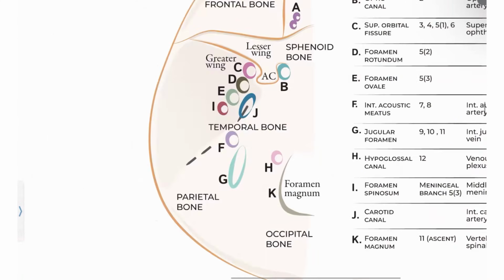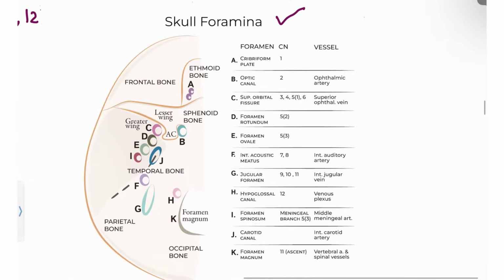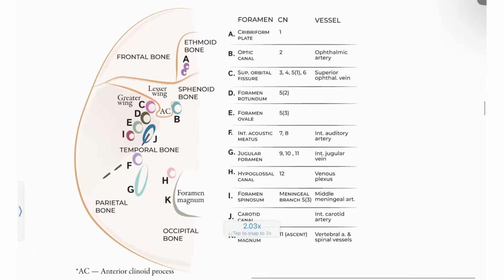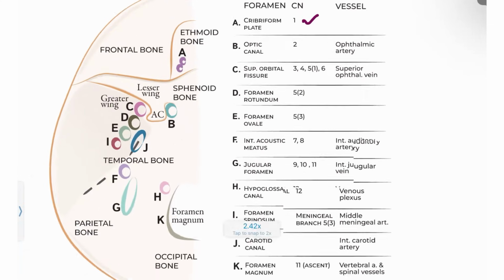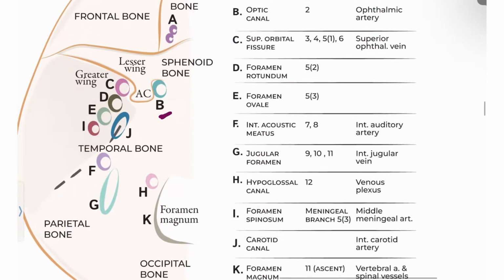Next, another important topic here, the skull foramina. In this skull foramina, remember the first, olfactory nerve that is coming from the cribriform plate, and the optic canal. Here you can see this is the optic canal. In the optic canal, there is cranial nerve two. Along with that, ophthalmic artery is also coming here. Next, there is a C. This is the one.